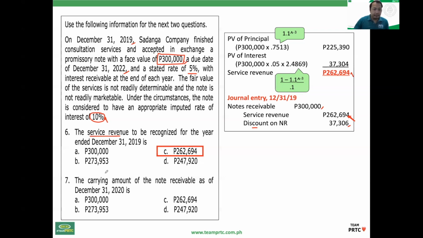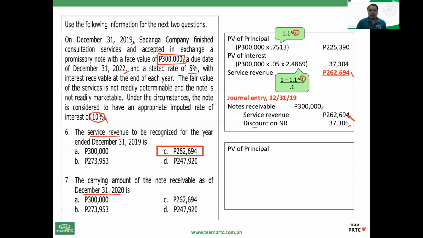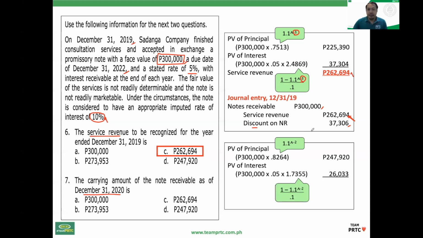Okay. Number 7. Carrying amount at December 31, 2020. So ito, December 31, 2019. Paano ma-compute ang CA at December 31, 2020? Same lang. Papalitan mo lang ito. Instead na 3 periods, after 1 year, 2 years remaining. So at December 31, 2020, principal. Okay? Interest. So again, dahil December 31, 2020 na, 2 years remaining. So the present value of the cash flows as of December 31, 2020, discounted using the original effective rate, which is the prevailing rate at the time of transaction. So that's the carrying amount. Okay, 7. Bravo.